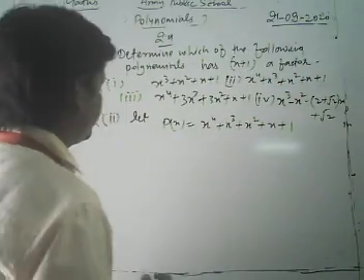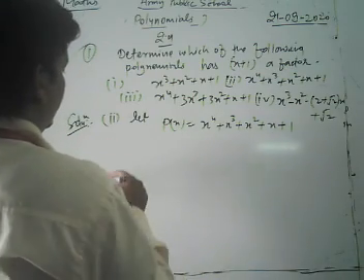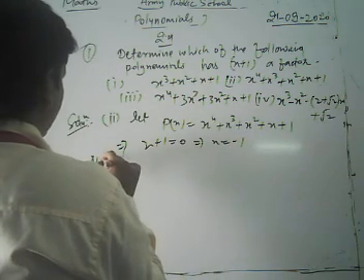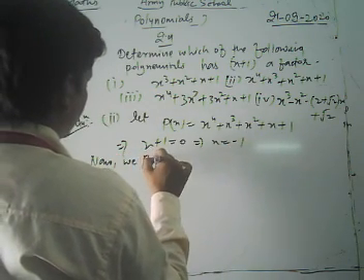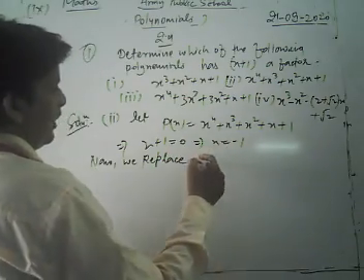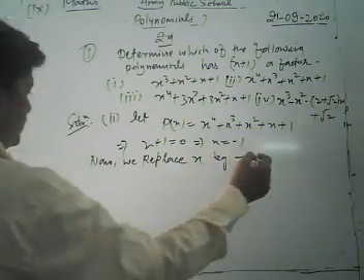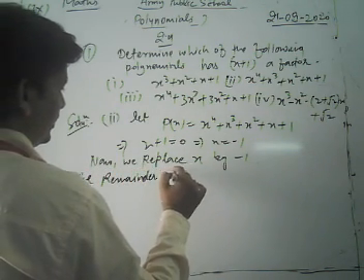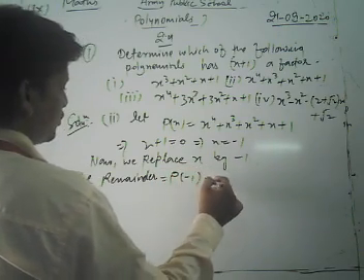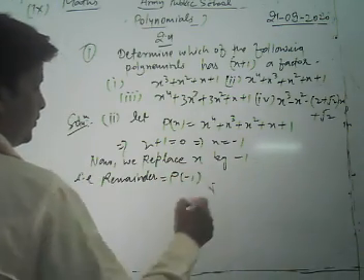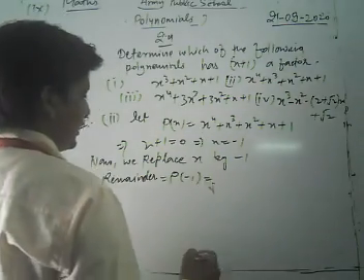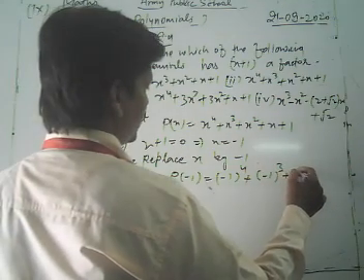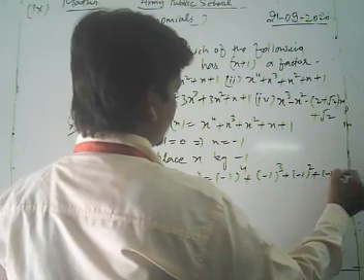Now, if x + 1 = 0, then we get x = -1. Now we replace x by -1, so the remainder will be p(-1). Now we replace x by -1, so we get (-1)^4 + (-1)^3 + (-1)^2 + (-1) + 1.